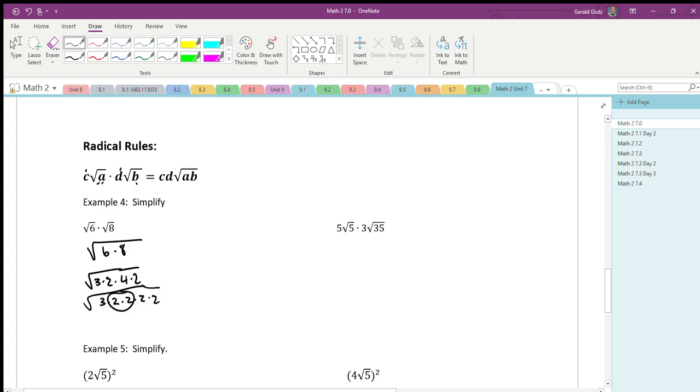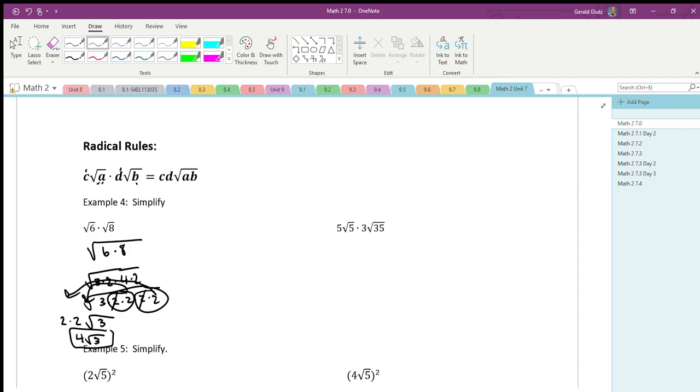So I got a pair of 2's. One goes away, the other one comes out. One goes away, the other one comes out. So two 2's come out. There's only a 3 left on the inside, so 2 times 2 is 4 times square root of 3.